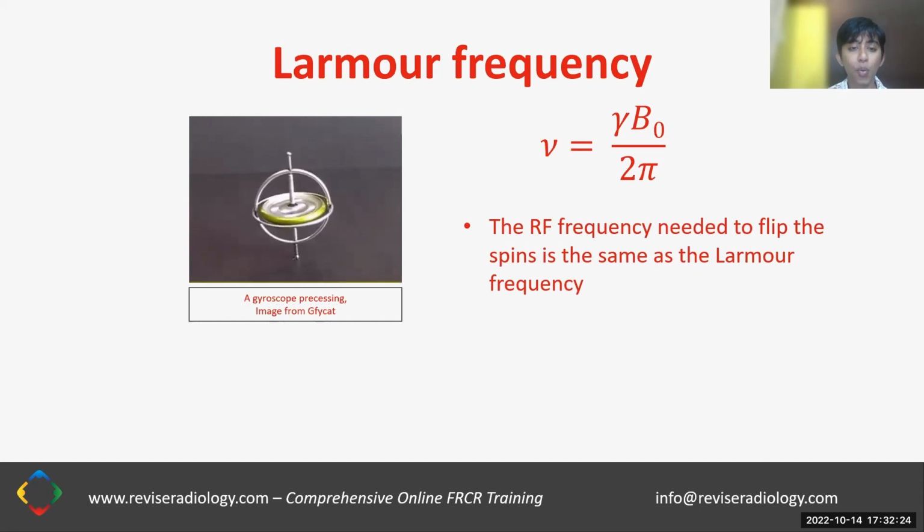Now why this is important is because the RF frequency needed to flip the spins is the same as the Larmor frequency. The reason for this comes from quantum mechanics, but why this is important for us to know is because we need to know what radio frequency to apply in order to flip the spins. It's when we flip the spins repeatedly that they gain energy, and then they release that energy in a process called relaxation, and that relaxation is what we measure. So we need to be able to flip the spins. The frequency at which they precess is equal to the frequency needed to flip the spins. That's the importance of the Larmor frequency.